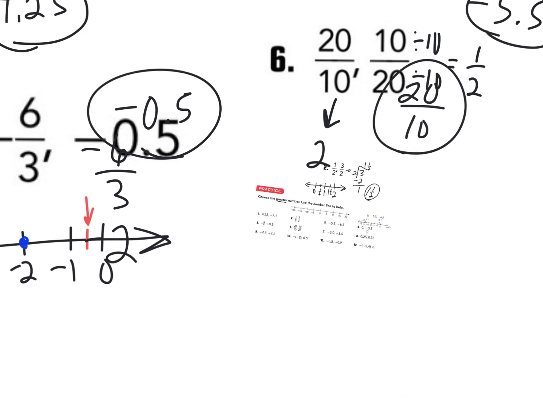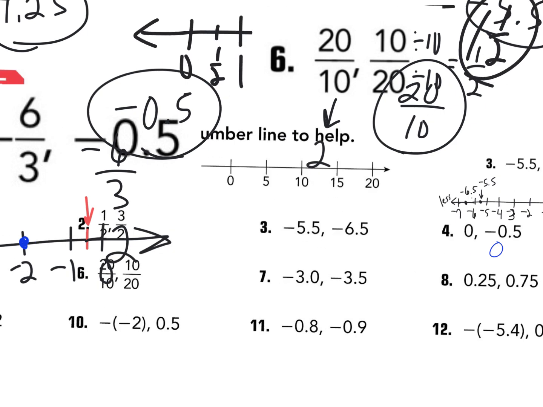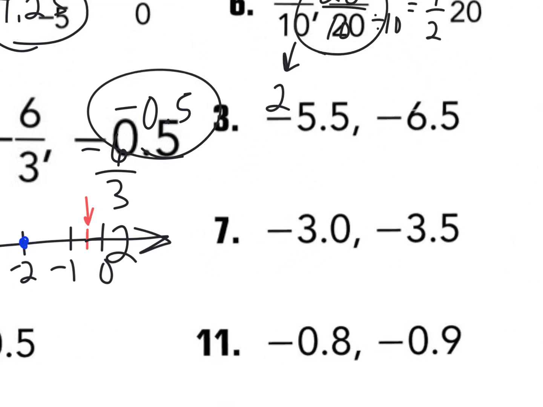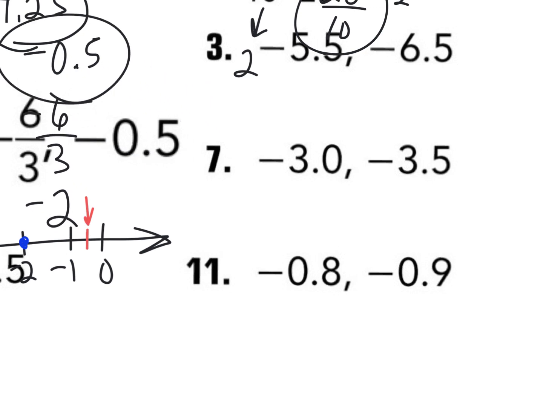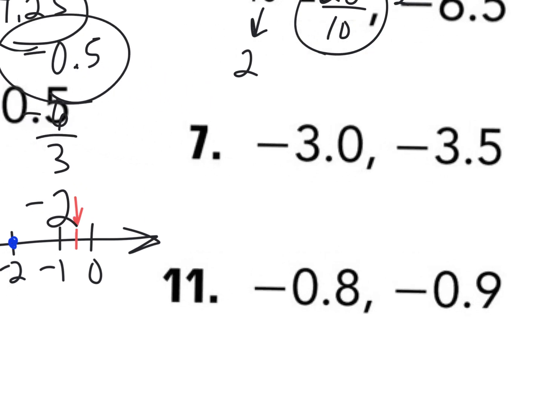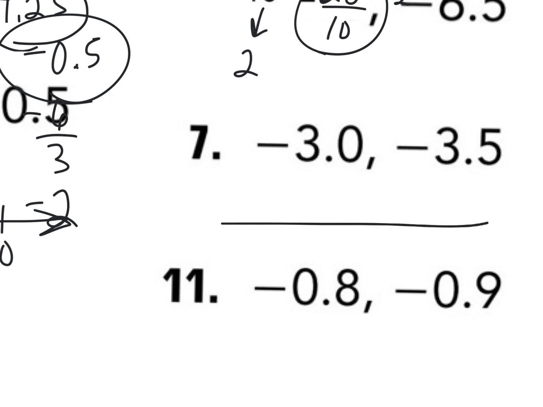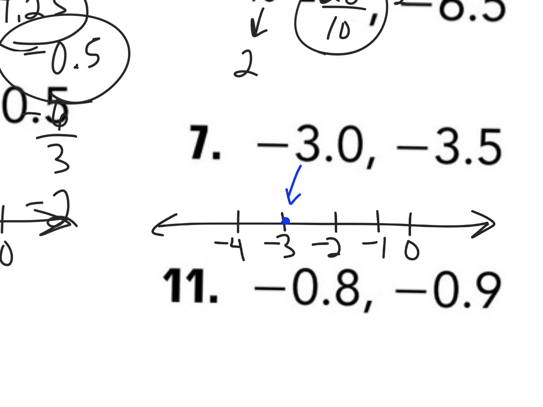Number 7, we've got -3 and -3.5. So one final number line here. It's always a good idea to put 0 on your number line to get an idea where you're at. So here's -3. -3.5 would be in between -3 and -4. So the greater number here would be -3.